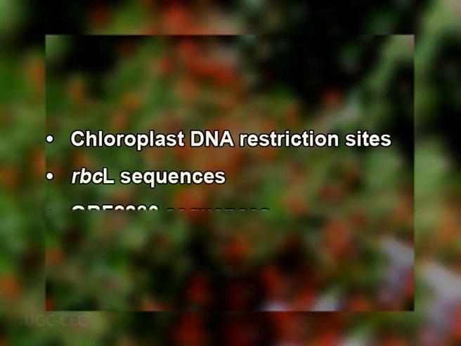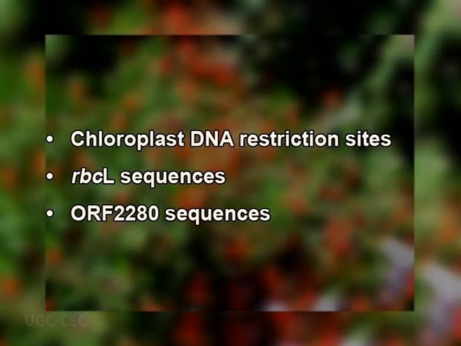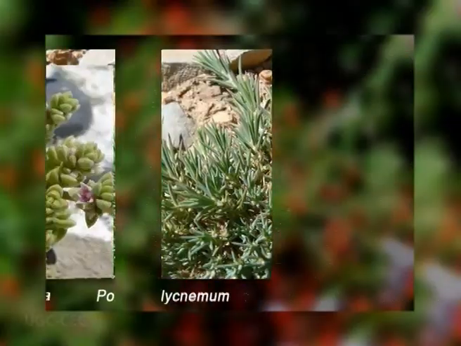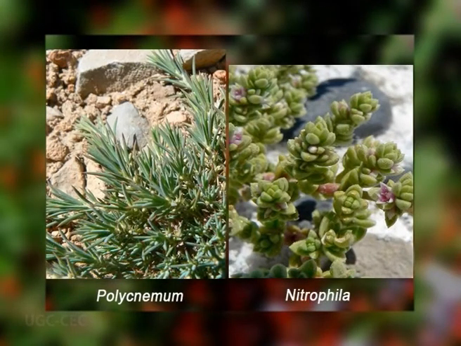ORF 2280 sequences. The genera Polycnemum and Nitrophila were traditionally included under the family Chenopodiaceae. These two genera are now believed to be sister, that means close, to all other members of the Amaranthaceae, but in the sensu lato sense. The remaining members fall into two large clades corresponding to the traditional Amaranthaceae and Chenopodiaceae.